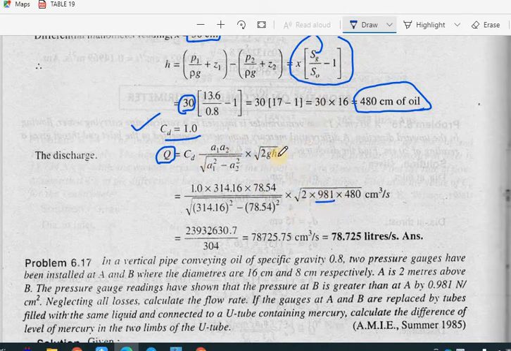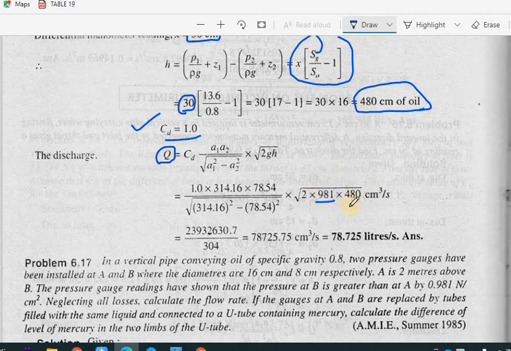One more thing, 9.81 is in Newton per meter square, so we need to convert this into Newton per centimeter square, because all your values are in centimeter square. This is why it has been coming out to be 981 in every problem. You can see that in every problem we are using 981, because we are converting it from meter square to centimeter square. So that is why it is 981.